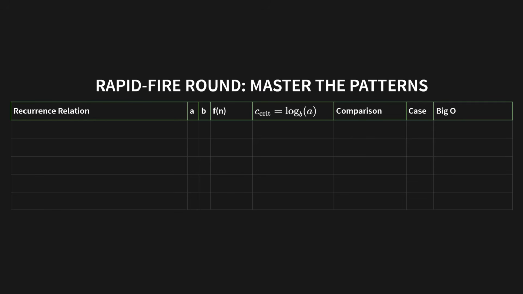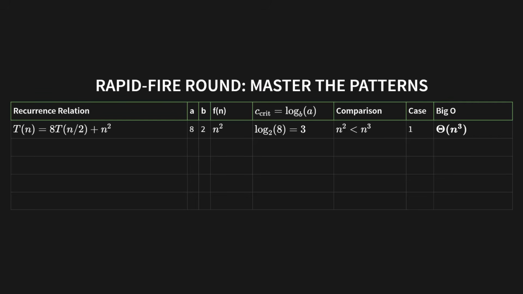Okay, let's do a rapid-fire round to master these patterns. Check out this table. We're going to walk through this together step by step. First row, T(n) equals 8T(n/2) plus n squared. Let's identify the parts. a is 8, b is 2, f(n) is n squared. The critical value, c crit, is log base 2 of 8, which is 3. Now the comparison. Our f(n), n squared, grows slower than n to our critical value, n cubed. That's case 1. The answer is theta of n cubed.